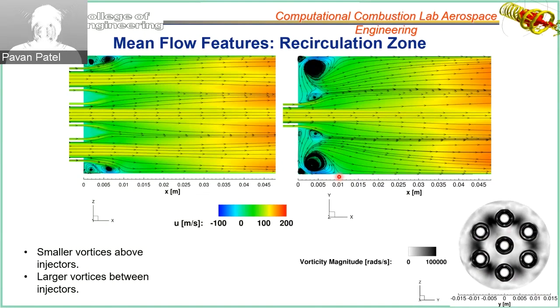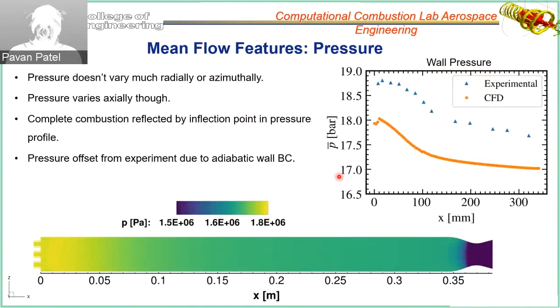It is very important how the recirculation zone shows up in the pressure profile. So this is pressure. Pressure is, by the way, one of the most important properties inside a rocket engine. The axial pressure profile can tell you a lot about what's happening inside the rocket engine.